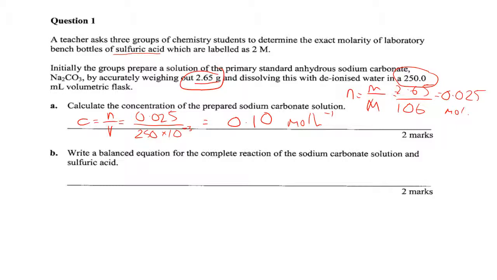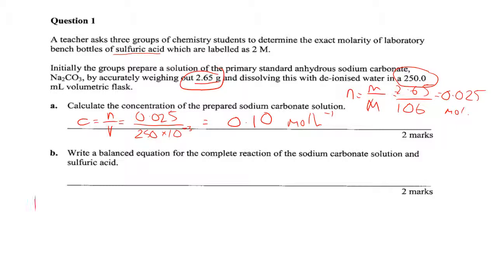Next, write a balanced equation for the complete reaction of the sodium carbonate and the sulfuric acid. This is one of these times when you've got to remember your basic acid-base reactions. You'll see, acid plus base is salt plus water. This is a slightly different one: acid plus carbonate is salt plus water plus carbon dioxide. So we've just got to write down what we've got.